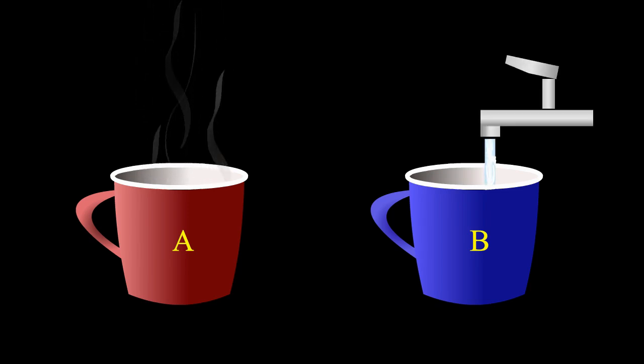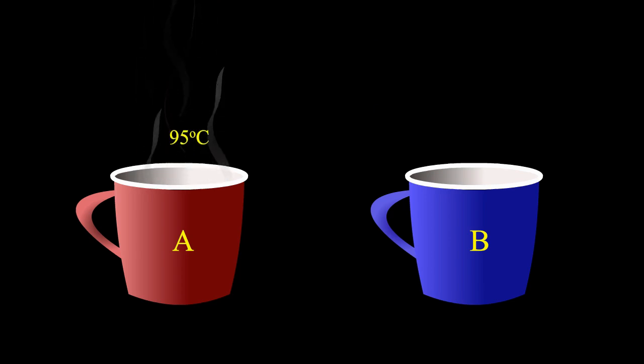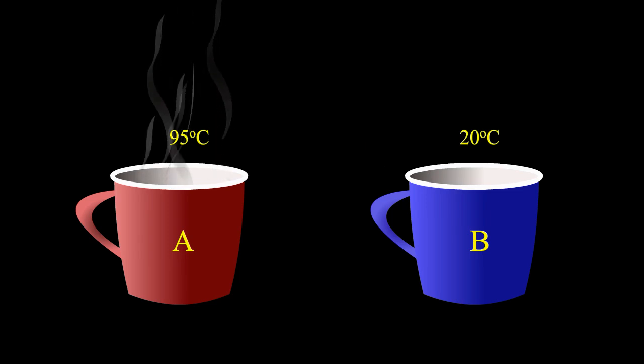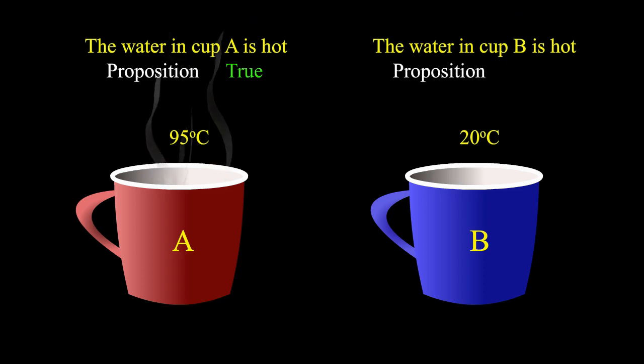Let us define that hot means 70 degrees Celsius or more. Suppose that we have two cups A and B. Cup A is filled with boiled water. Cup B is filled with water from the tap. We measure the temperature of the water in those two cups. The water in cup A is 95 degrees Celsius. The water in cup B is 20 degrees Celsius. Then the sentence, the water in cup A is hot, is a proposition with value true. And the sentence, the water in cup B is hot, is a proposition with value false.